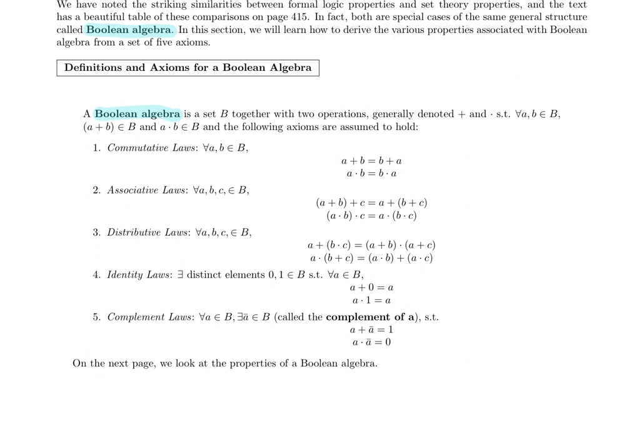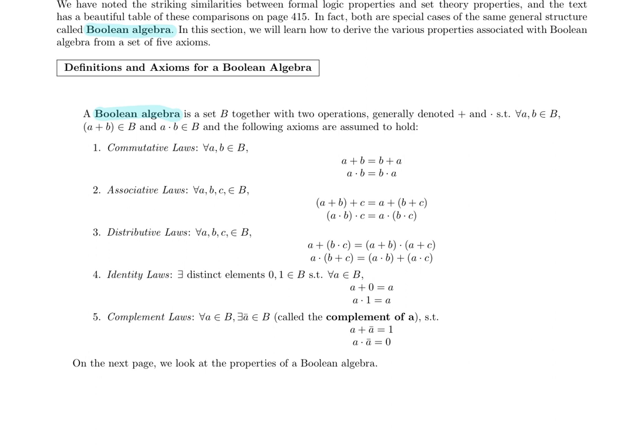So first we have the commutative laws. The commutative laws say that for all A and B that are elements in our Boolean algebra, A plus B is the same as B plus A. A or B is the same as B or A. A times B is the same as B times A. A and B is the same as B and A. Sounds awfully familiar. Associative laws say for all A, B, and C that are elements in our Boolean algebra, A plus B plus C is the same as A plus B plus C. And the same can also be said for our multiplication here, our ands.